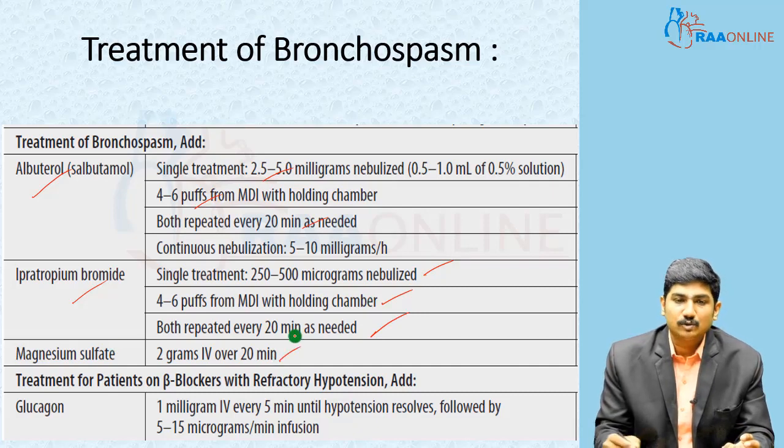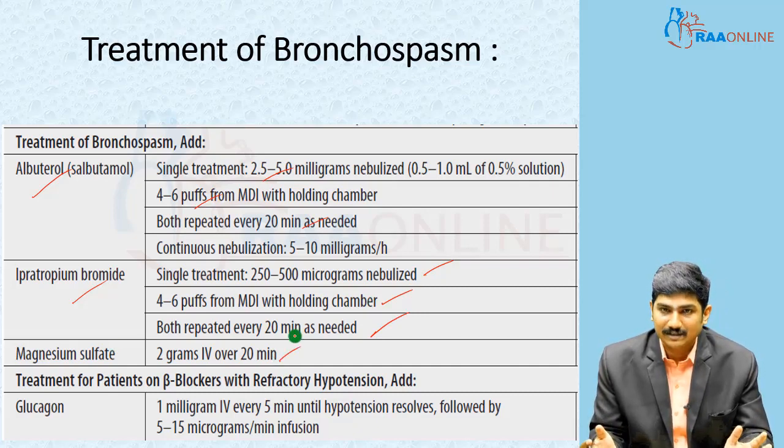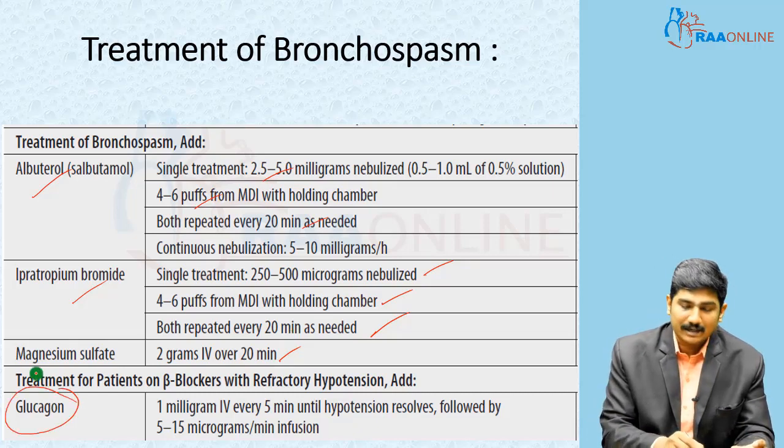Magnesium sulfate, 2 grams IV over 20 minutes. This is what we give on a standard basis, right? So when does glucagon come into the picture?